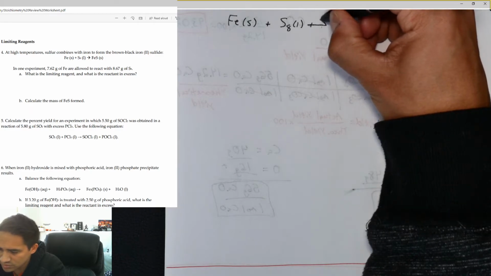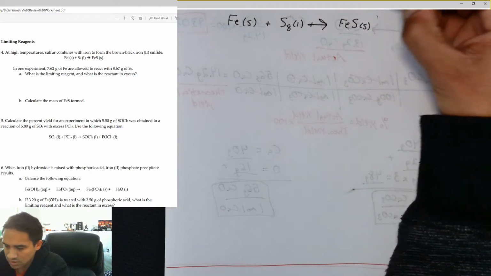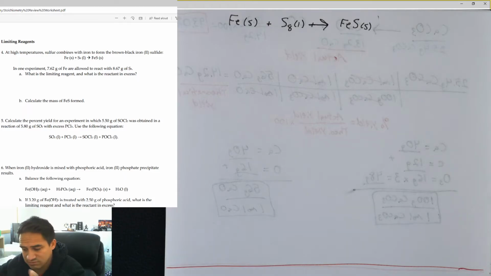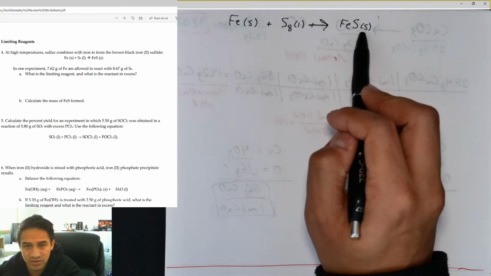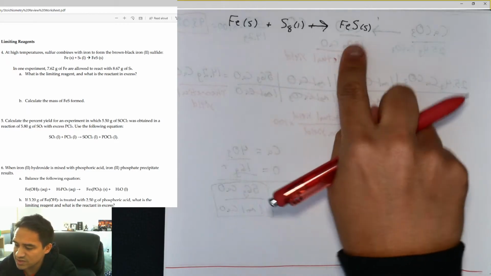Oh, there we go. Wrong symbol. All right. So here's our reaction. And the first thing I notice, and if you didn't notice this, that's okay, is that it's not balanced. We have 8 sulfurs here, and we only have 1 there. So we are going to have to balance this reaction, but it's pretty quick to balance, I think.